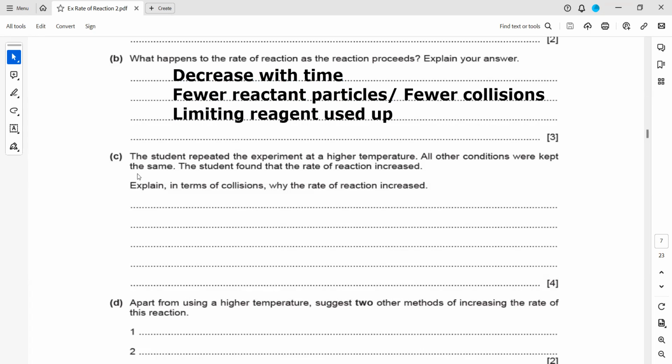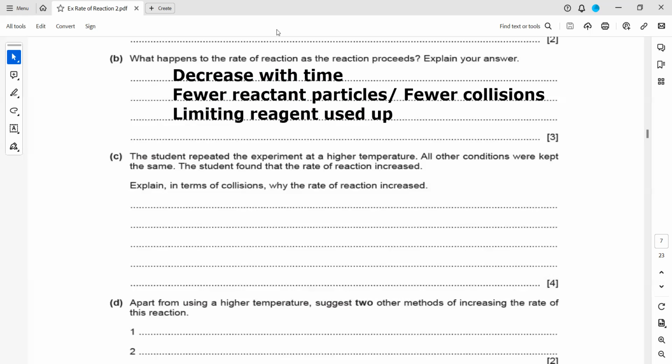The student repeats the experiment at a higher temperature. All other conditions were kept the same. The student found that the rate of reaction increased. Explain in terms of collisions why the rate of reaction increased. A similar question, similar answer; a structured answer should be there. What points will we include in this structured answer?